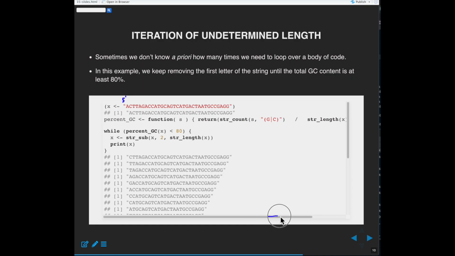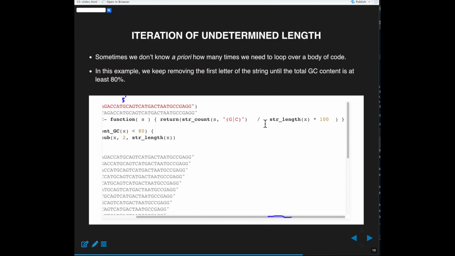And I'll divide that by the entire length of the string times 100. So that's the percent GC, because the string count is the number of G's and C's, and this is the total, including A's and T's, and then I multiply that by 100. So that's just the percentage.